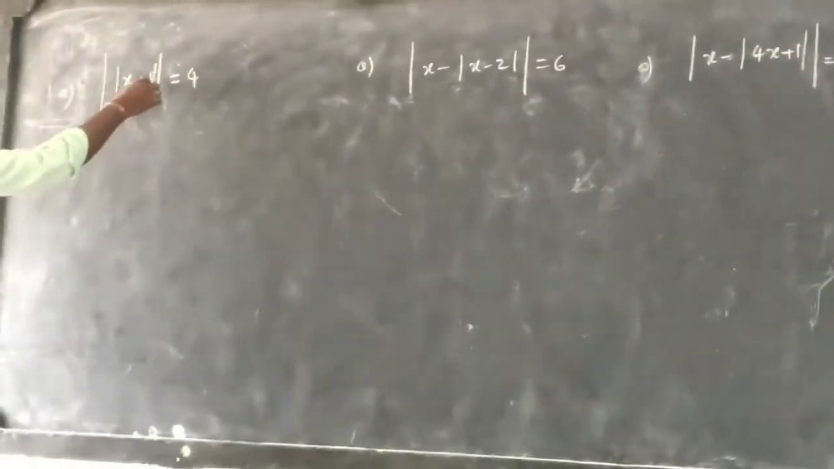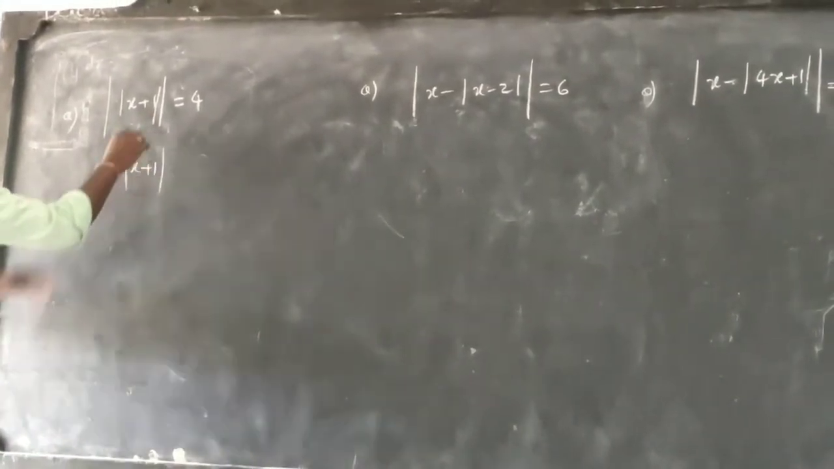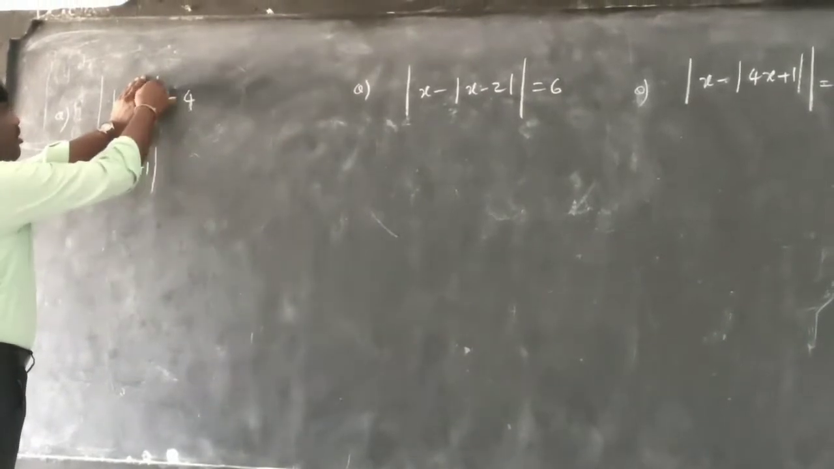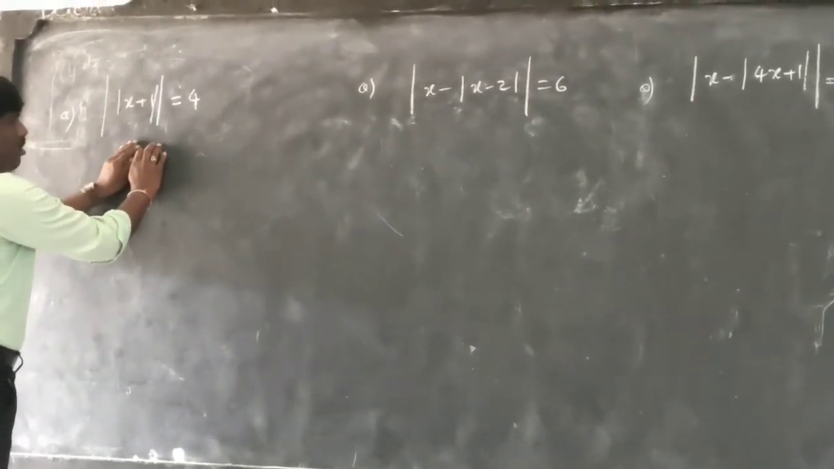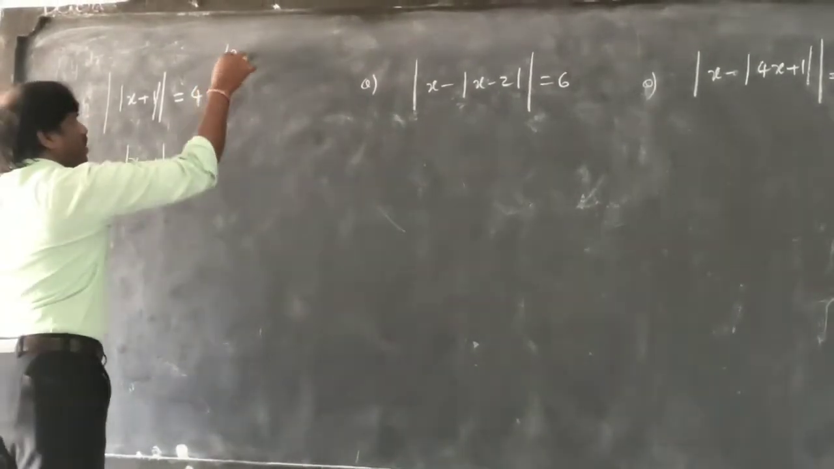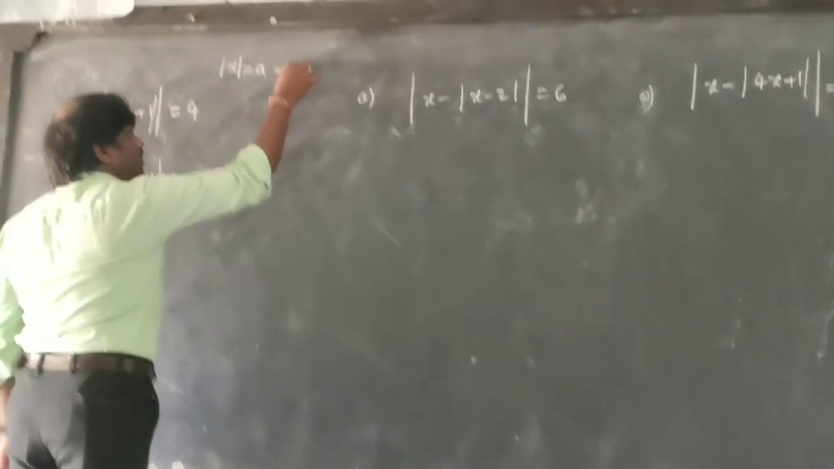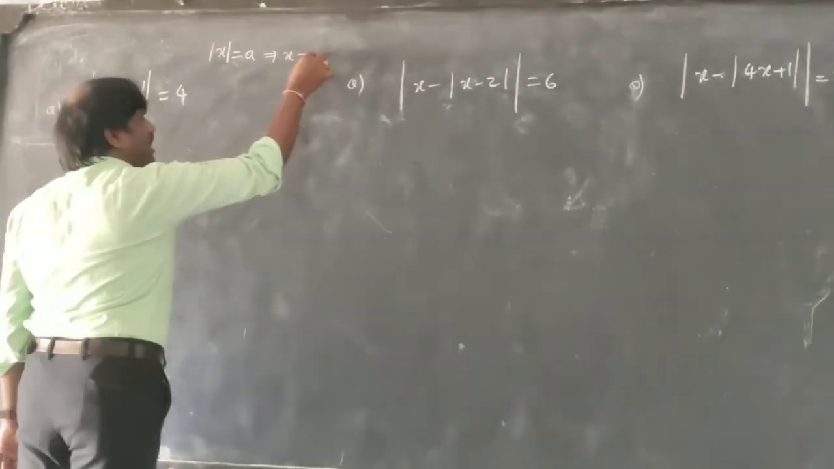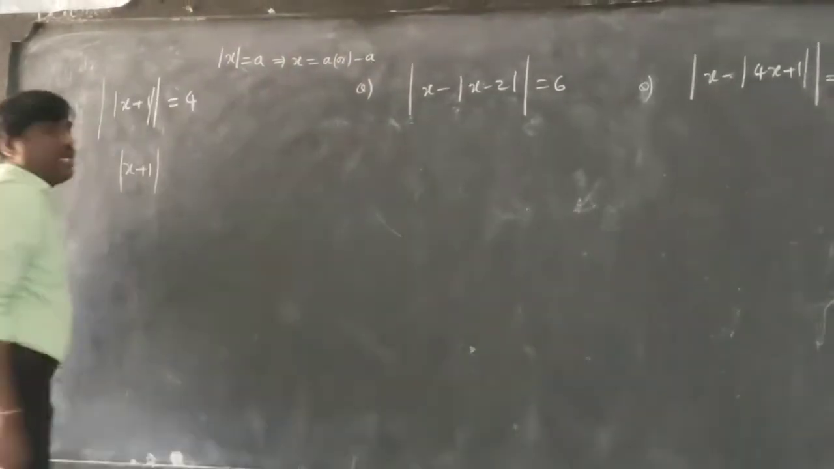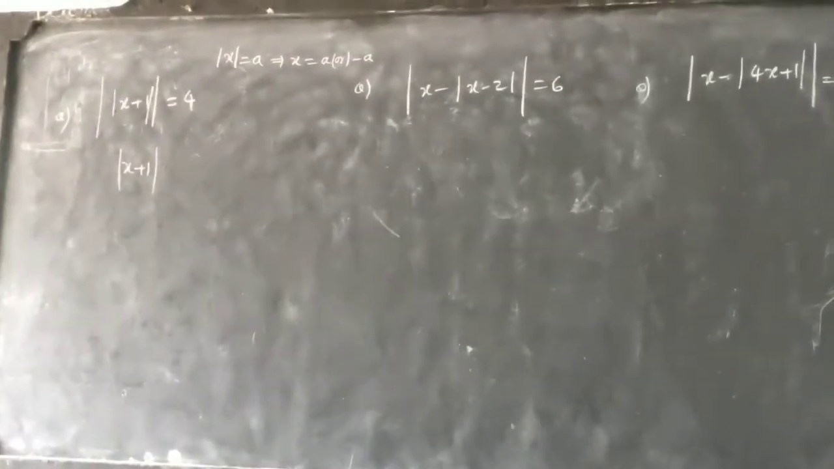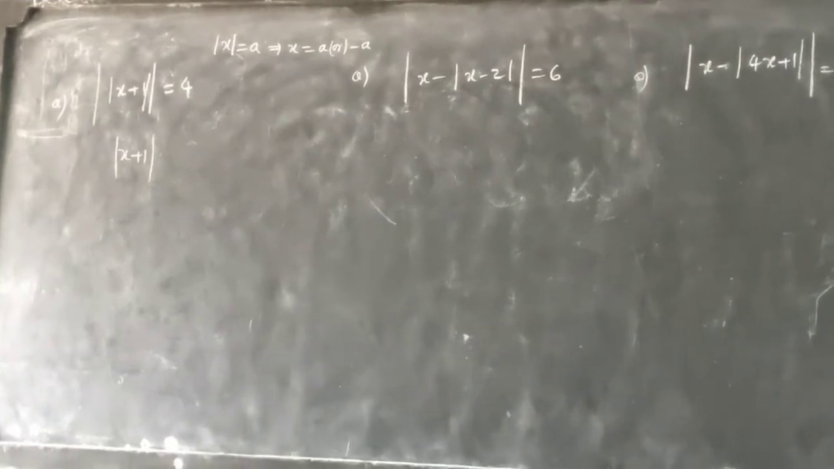So what you do here, this is the modulus symbol, right? Now I am treating this total as something, x, under the modulus. If mod x is equal to a, what is the formula? When mod x is equal to a, I can write x is equal to a or x is equal to minus a.